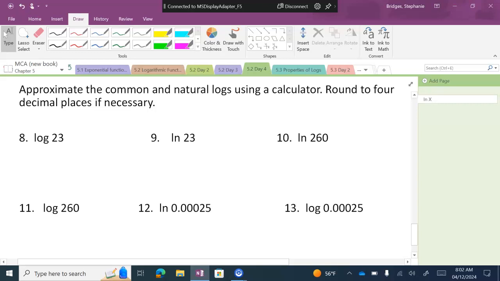All right, so I'm going to press on my calculator the log of 23, and I'm going to hit equals. Now I'm going to write what it shows me in my calculator. This is not the final answer. I just want to talk to you about rounding.